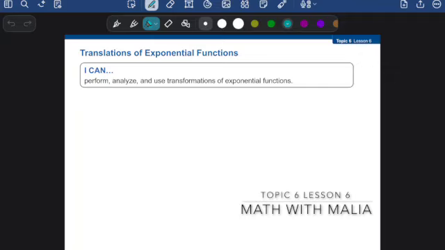Today we're doing Savvas enVision Algebra 1, Topic 6, Lesson 6, Translations of Exponential Functions. After this lesson, you'll be able to perform, analyze, and use transformations of exponential functions. Think back to Topic 3 again. When we did transformations of linear functions, the same rules are going to apply.